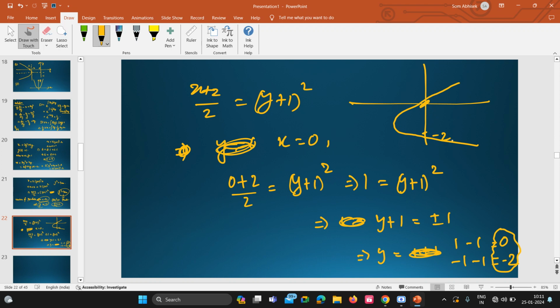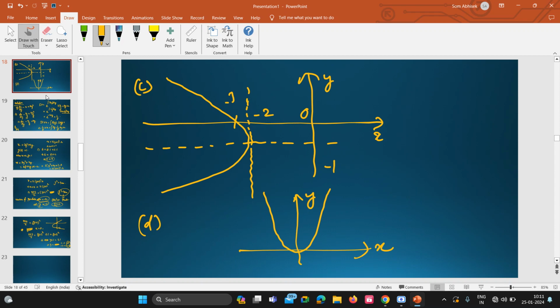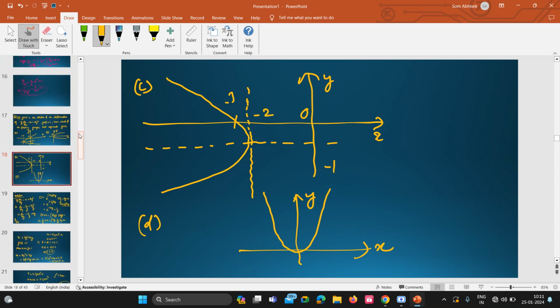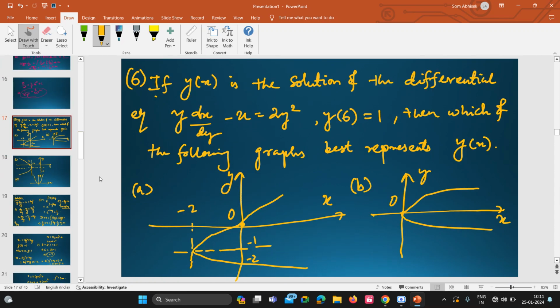Yeah. So you have to check the option in which this is happening. See, it's option A. It's cutting y is equal to 0, y is equal to minus 2. Alright, so this is the option. Okay. It was a very good question. Alright, I hope you understood this question.